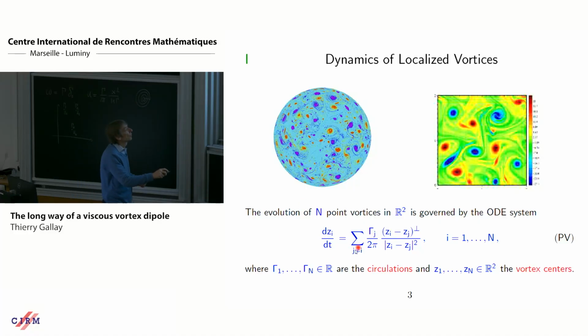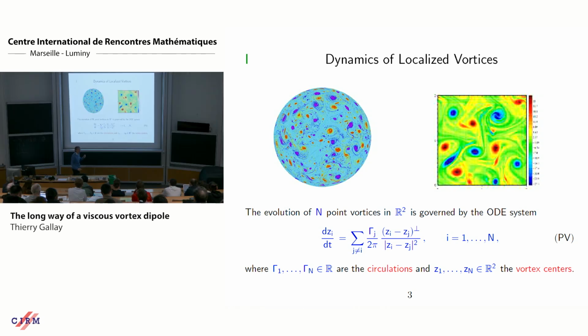So this gives you the system of ODE, dzi over dt is equal to the sum over j different from i of gamma j over 2 pi, basically this formula, zi minus zj perp over zi minus zj modulus squared. Okay, you take this as a system of ordinary differential equations for the positions z1 to zn. The gamma 1 to gamma n are fixed parameters of the problem. This is the celebrated point vortex system, which was considered already in the second half of the 19th century. It was written by Helmholtz, studied by Kirchhoff, and the first mathematical work on it is the thesis of Walter Gröbli, which was published in 1877.